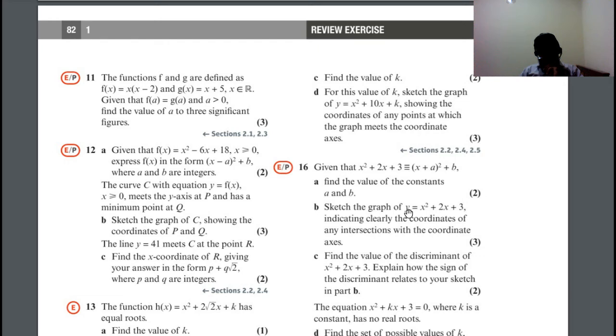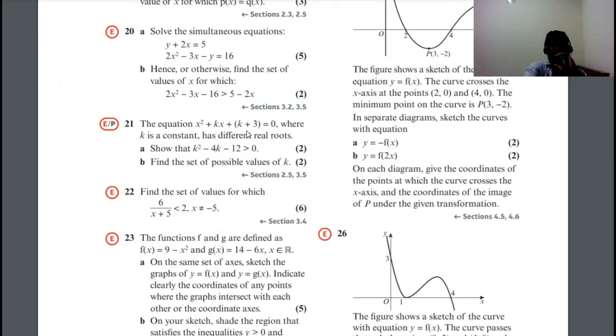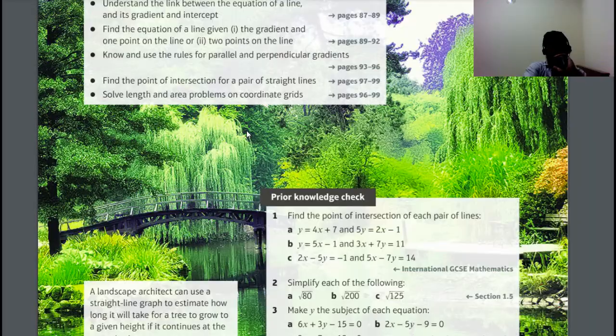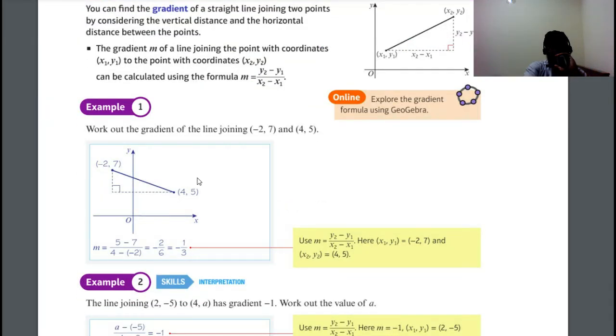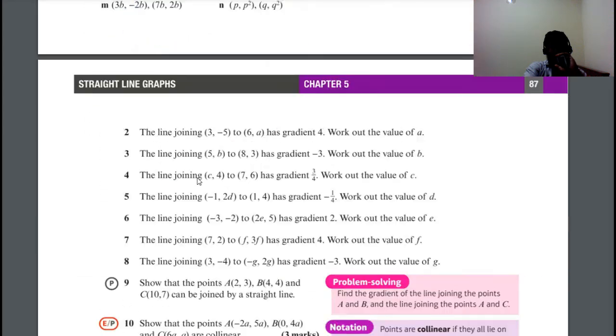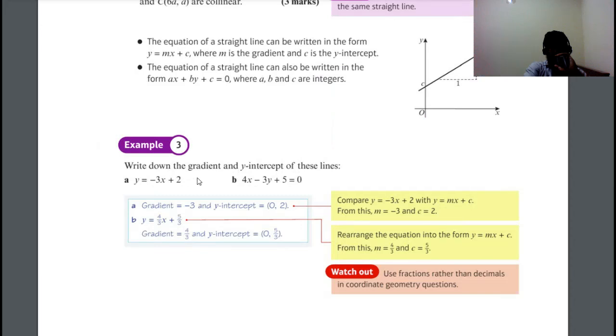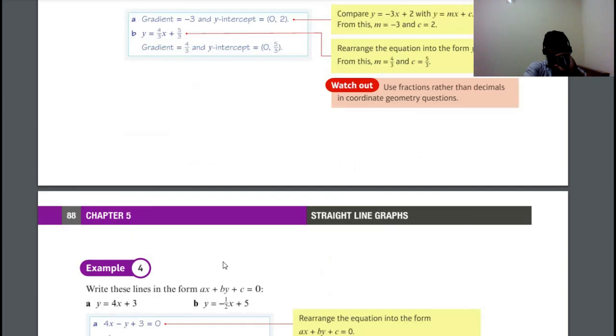Sir, can we do the next chapter? Chapter 6, chapter 5. Actually, no, time is up. We can do a few minutes. That's fine. Then chapter 5. Y is equal to mx plus c. We already know. Gradient, same thing.